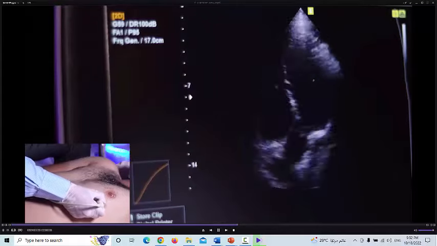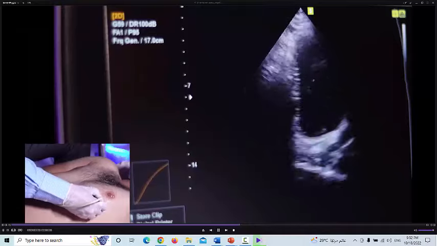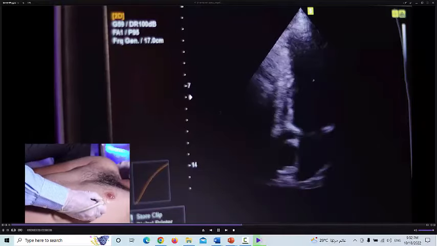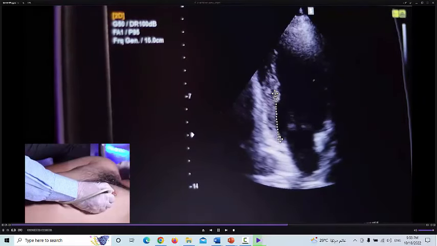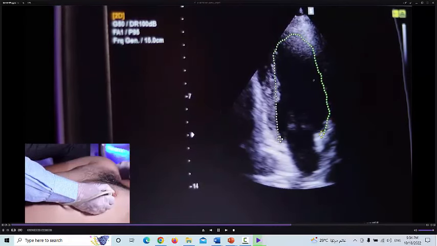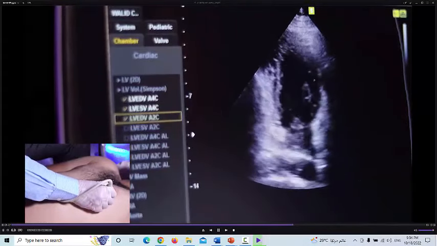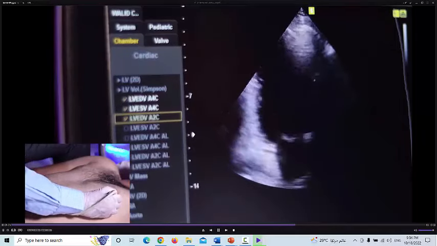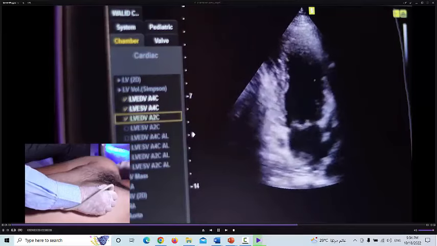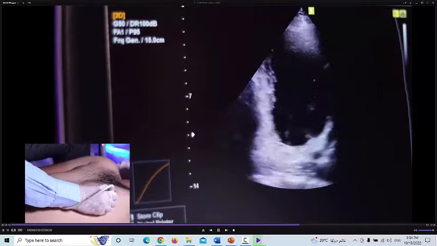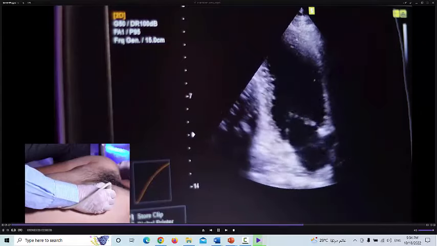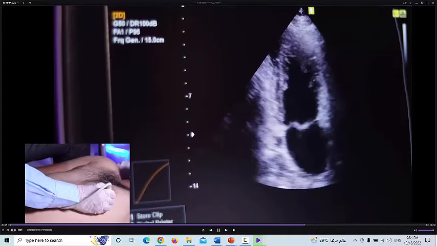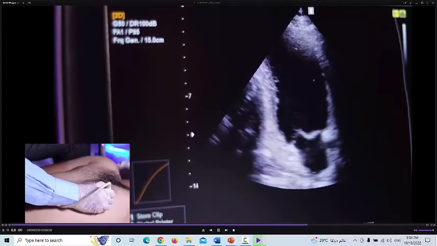I will move the probe from four chamber view to the two chamber view. I will measure maximum end diastolic diameter in the two chamber view. I will take the endocardial border. It is 129. And this is the end systole, this is the end diastole, and this is the end systole.